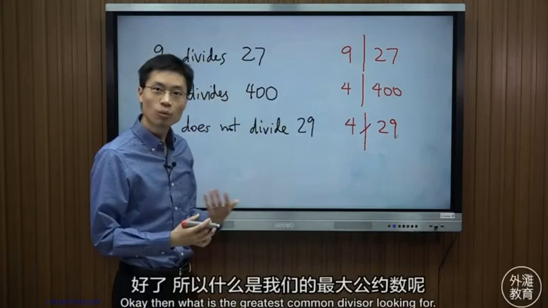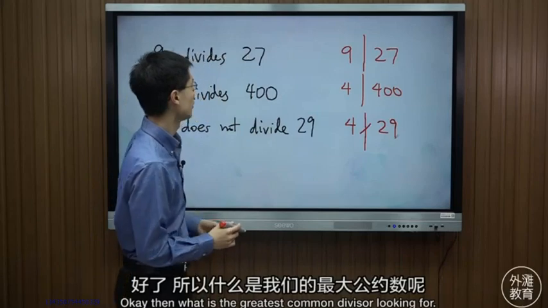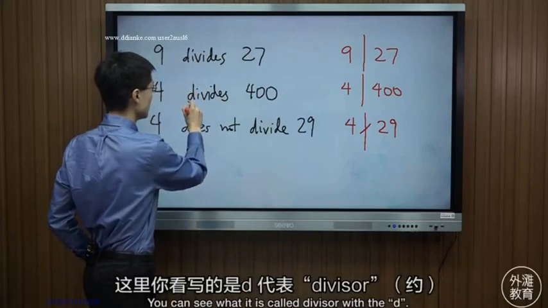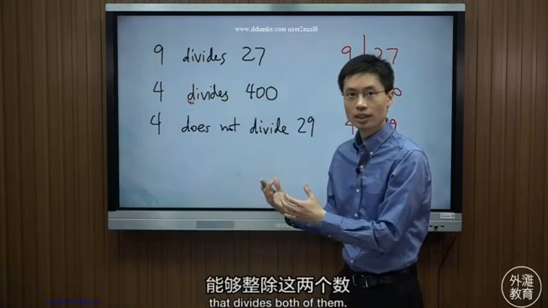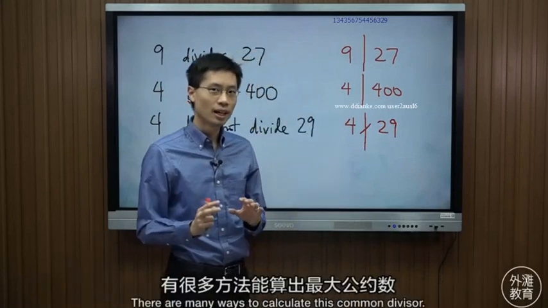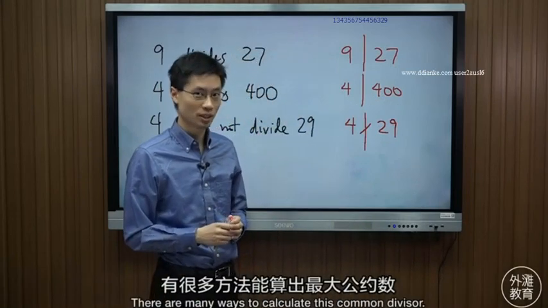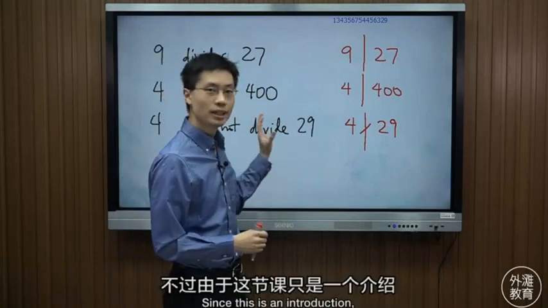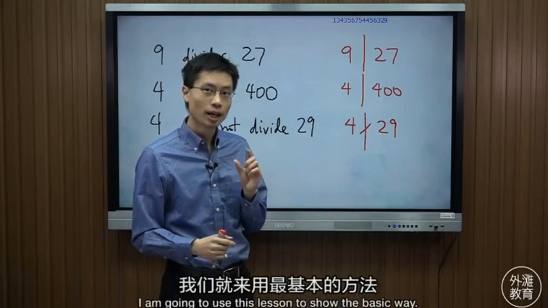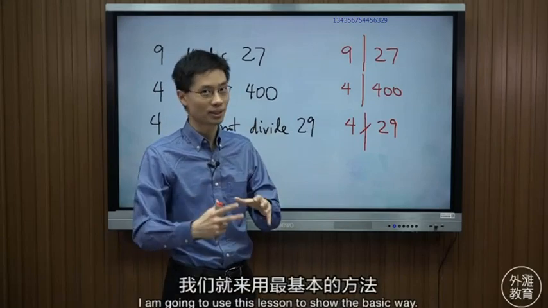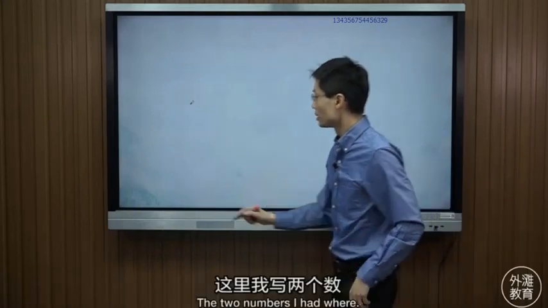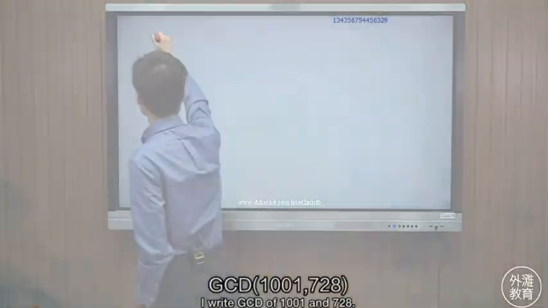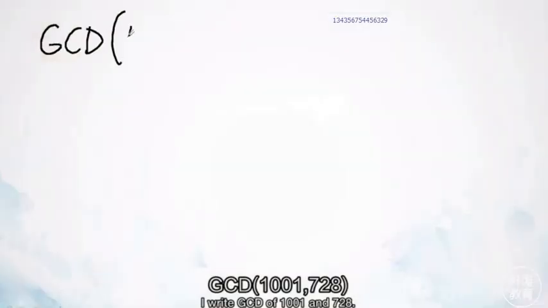Okay. Then what is the greatest common divisor looking for? You can see why it's called divisor with the D. The greatest common divisor wants the biggest integer that divides both of them. There are many ways to calculate the greatest common divisor. Since this lesson's an introduction, I'm going to use this lesson to show the basic way. We'll do another way in the next lesson. The two numbers I had were, well, I wanted GCD of 1001 and 728.